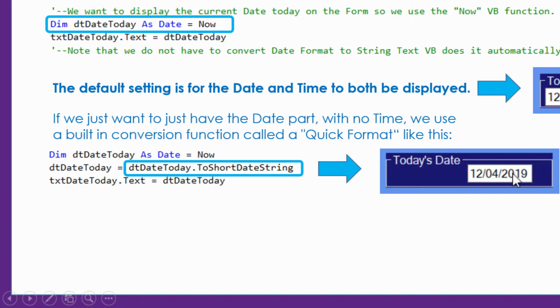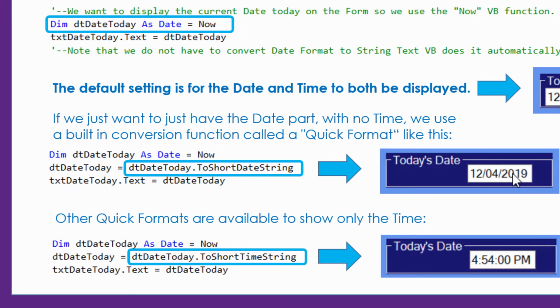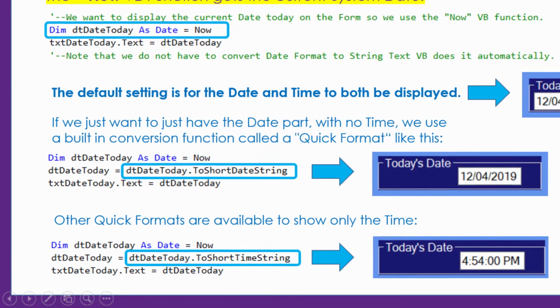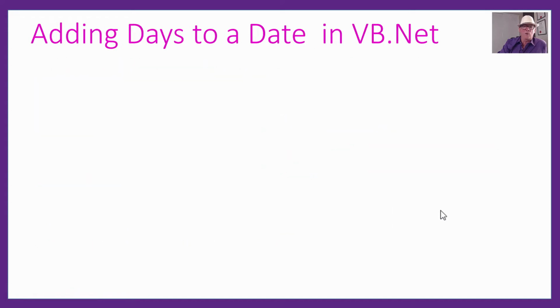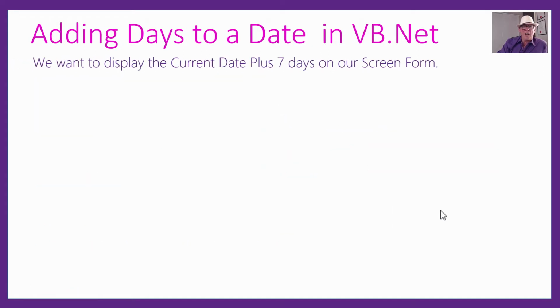If you just wanted to do the opposite kind of thing and just pull out the time, you could use .ToShortTimeString, and then it would just show the time in that text box when you move it in there. Okay, so there are these quick formats that you can use to change how your date is going to be displayed on the form.